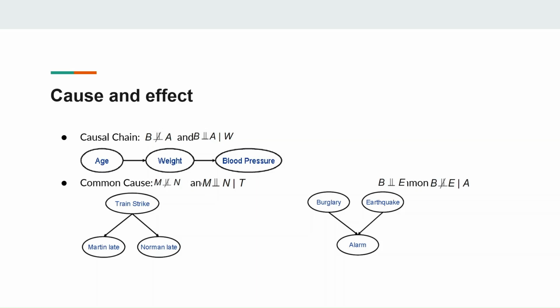Which is why in a causal chain, if the thing in the middle gets severed, so observed, age and blood pressure become independent, conditionally independent, which basically tells you that, okay, if I know your weight, I don't care about your age, it's not going to tell me more information about what your blood pressure is. That's the important part of causal chain.